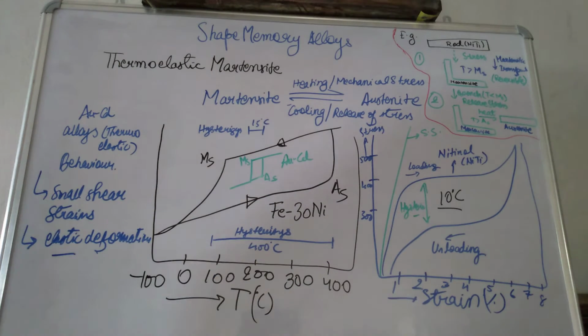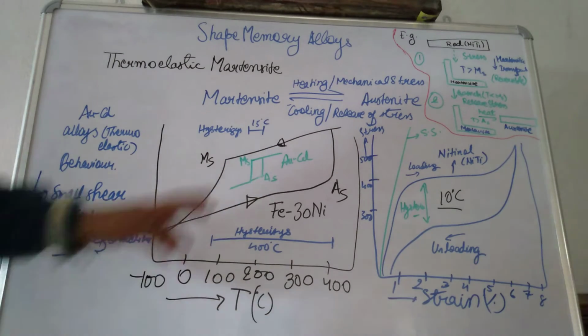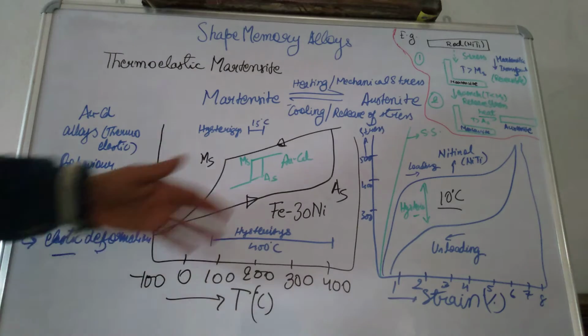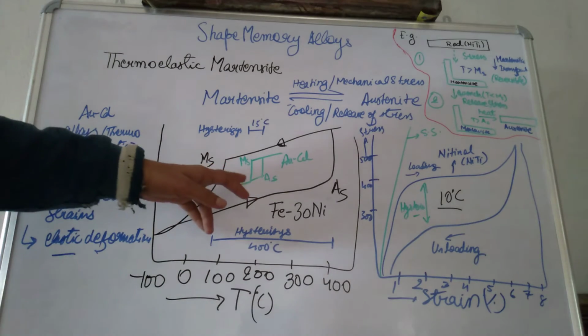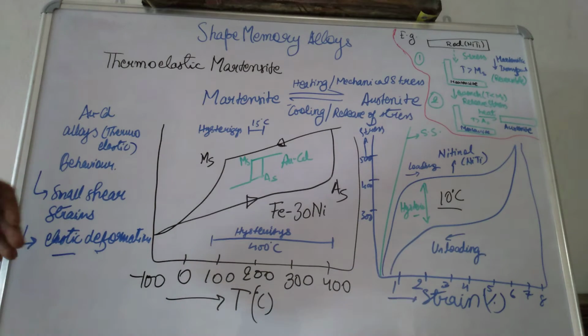So there is approximately 400 degree hysteresis seen in this material, which, if wanted to be exploited in applications, is not very attractive from the practical point of view. But in another alloy, gold cadmium, there is very small hysteresis, only 15 degrees Celsius between the transformation of martensite and austenite. So this alloy becomes very attractive for exploitation as a shape memory alloy.